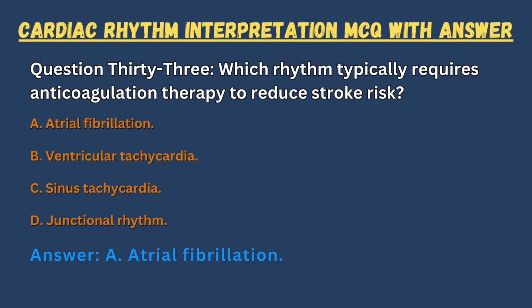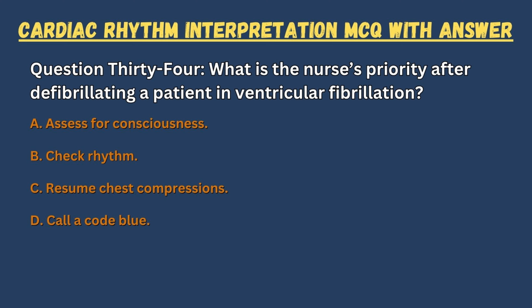Answer: A. Atrial fibrillation. Question 34. What is the nurse's priority after defibrillating a patient in ventricular fibrillation? A. Assess for consciousness. B. Check rhythm. C. Resume chest compressions. D. Call a code blue.